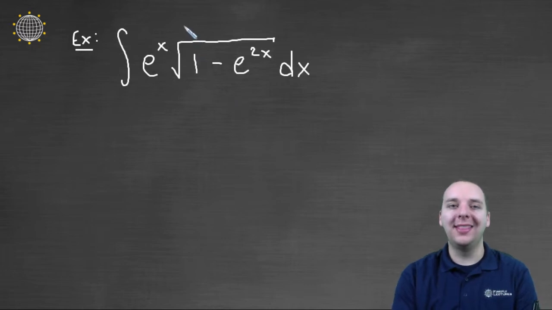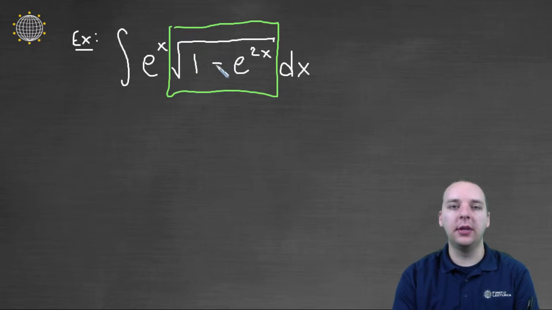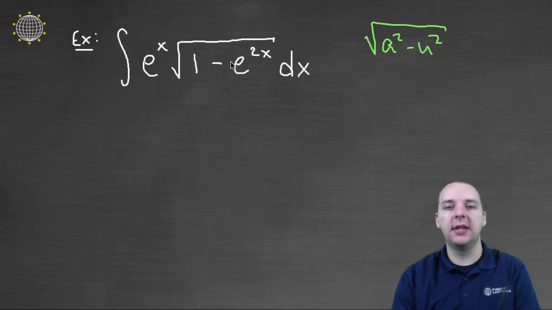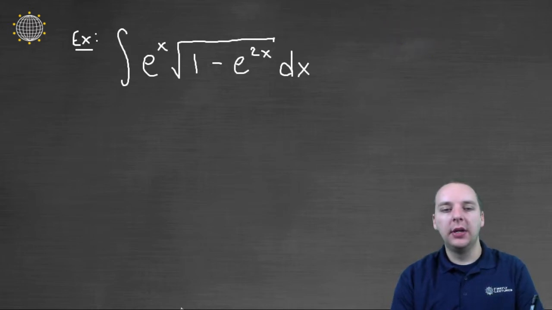Now, what made me think of this was the presence of this radical here. Having the square root in the problem made me think, oh, this could be trig substitution. It handles things that have radicals, specifically of the form a squared minus u squared, which is what this guy is.